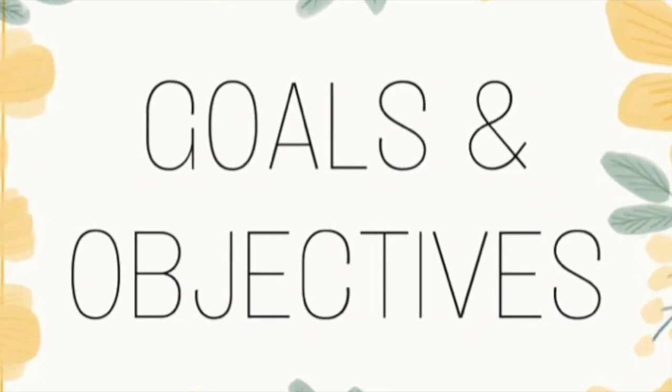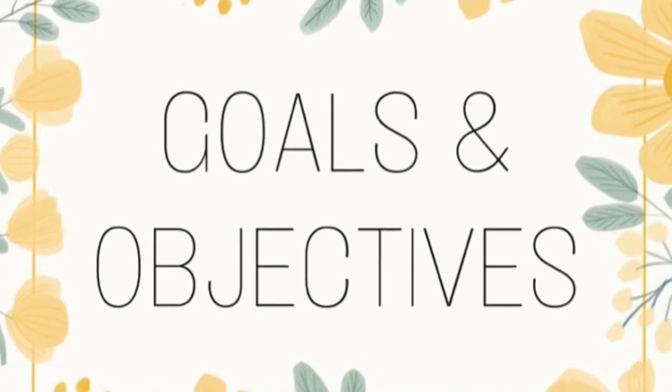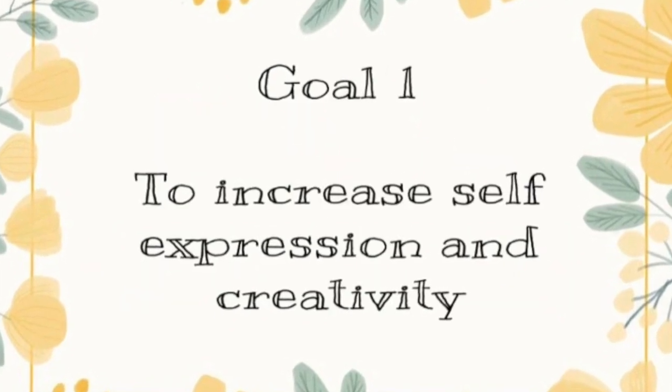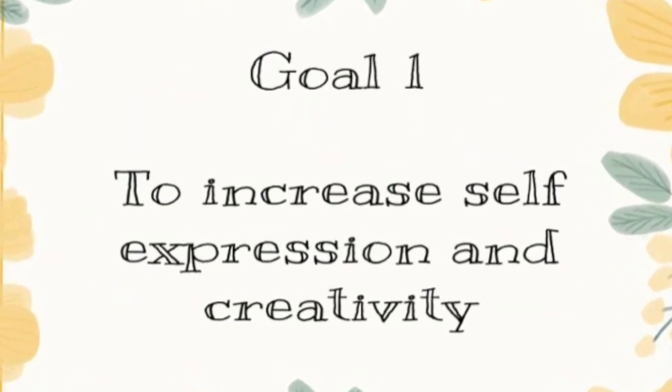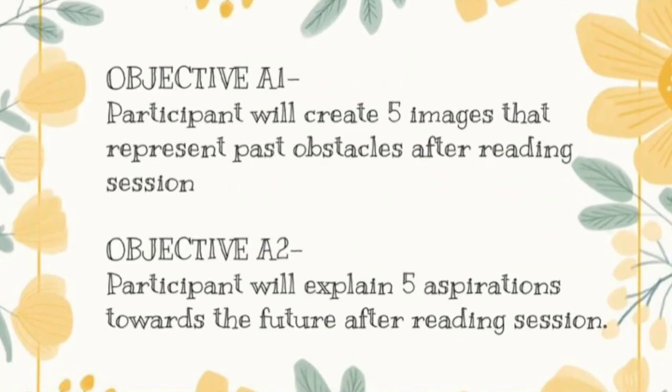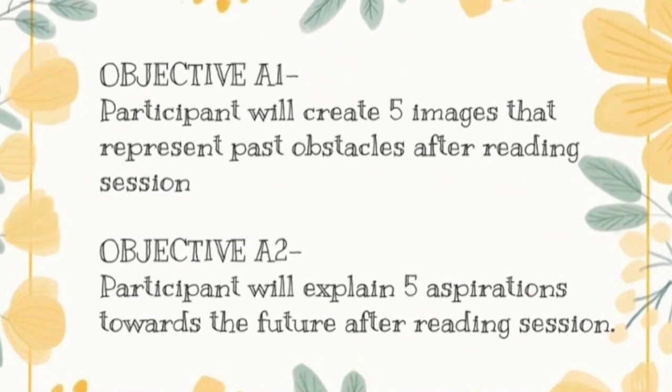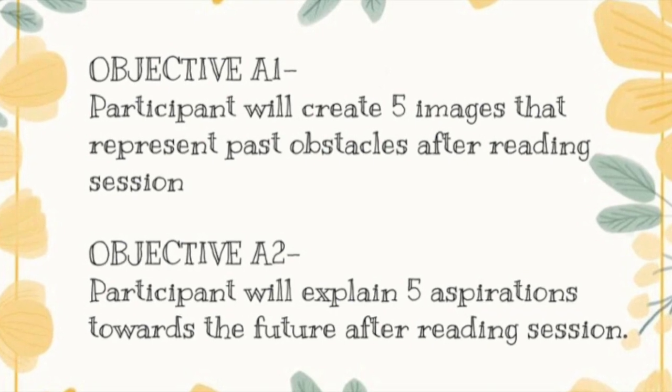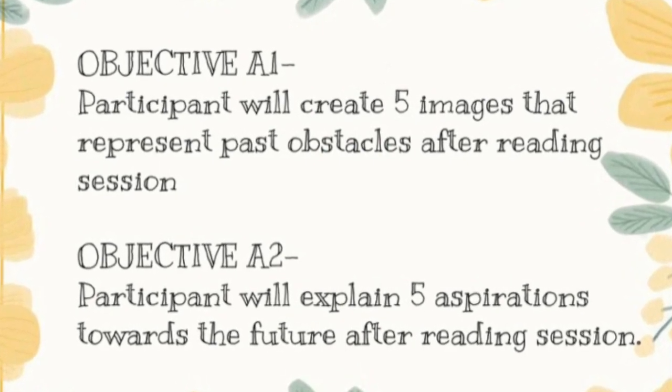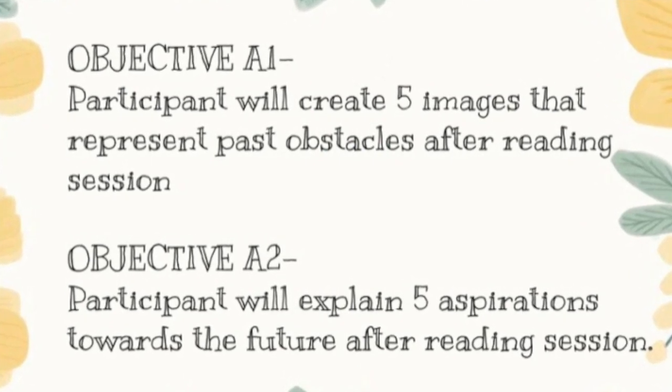For activity, we set goals and objectives that we want to achieve by the end of session. Our first goal was to increase self-expression and creativity. Our participant will create 5 images that will represent their past obstacles after their reading session, and the participant will explain 5 aspirations towards the future after the reading session.